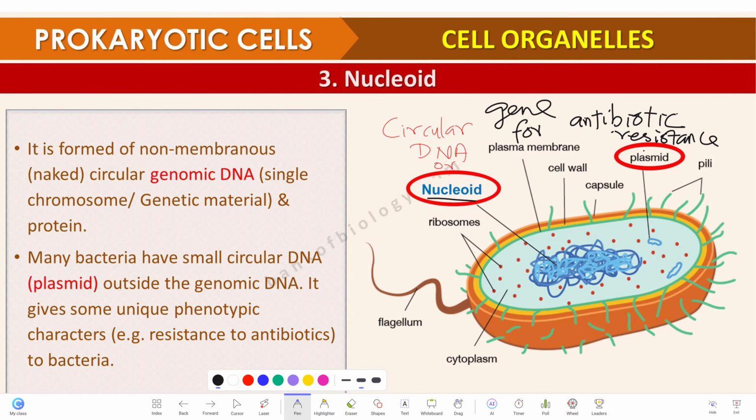Where do you find the gene for antibiotic resistance? On the plasmid. What is a plasmid? It's a small ring of DNA. And what do you find on this? Extra genes. What's the extra gene? The gene for antibiotic resistance. Make sense? Okay.